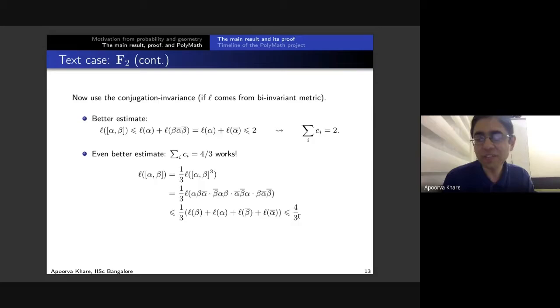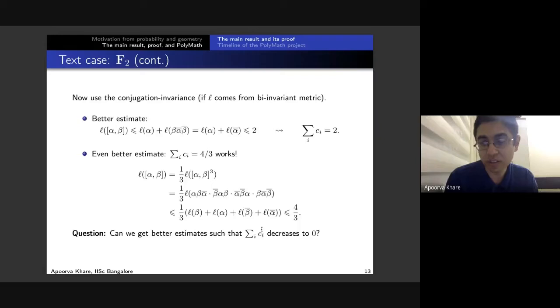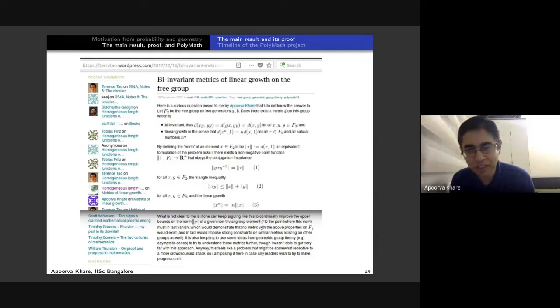So you see, from 4 to 4 over 2 to 4 over 3, these are not too bad. And at that point, the question remains, can you get better and better estimates so that this summation decreases to 0? And that's where we stopped, and I had to go back to San Francisco to fly back to India. So I was visiting him from India.